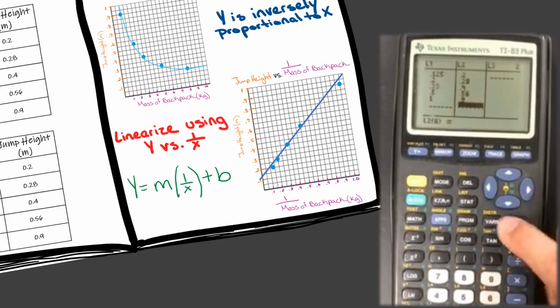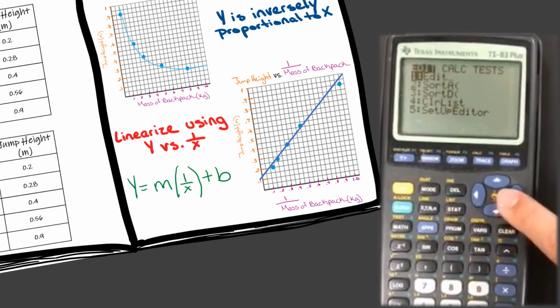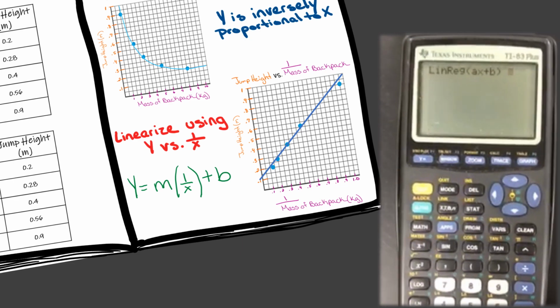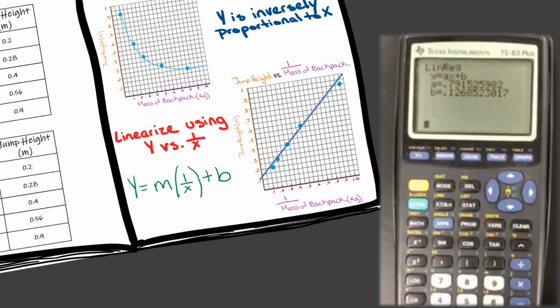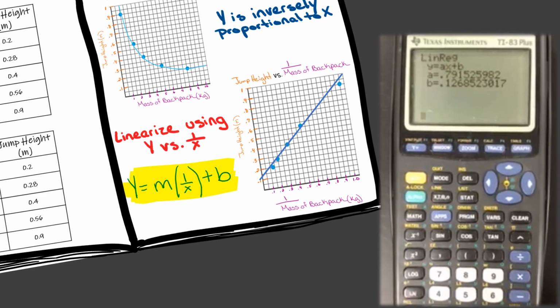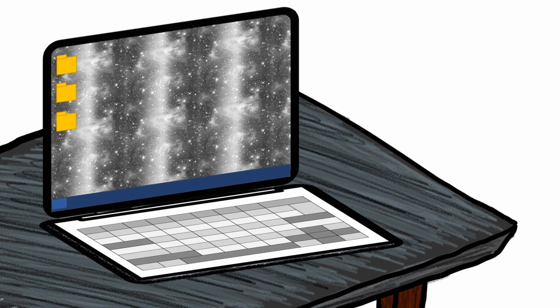Once complete, you select Stat once again, and now you select Calc, then down to number 4, Linear Regression, and press Enter. You will then press Enter again to calculate the y equals mx plus b equation variables, such as m, which is slope, b, which is the y-intercept. Great idea, Alex. You can also graph this using a computer.